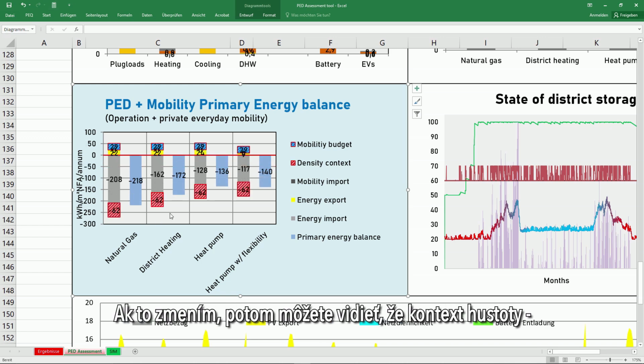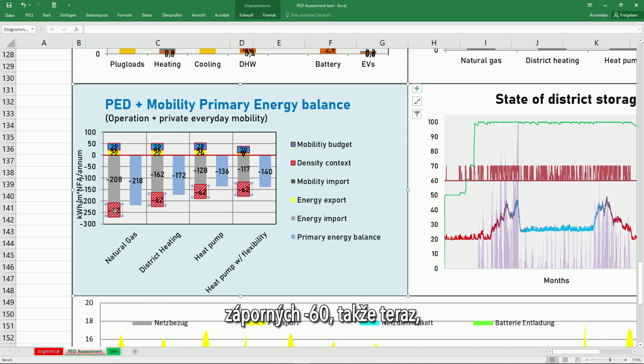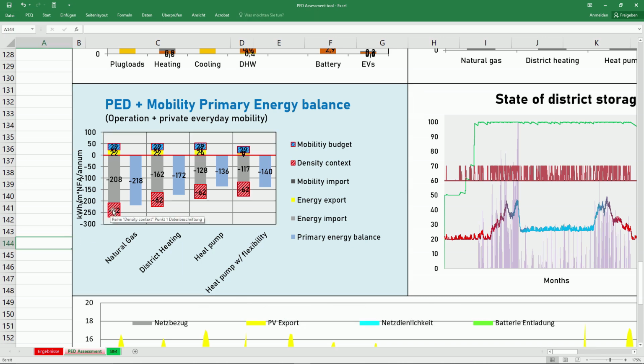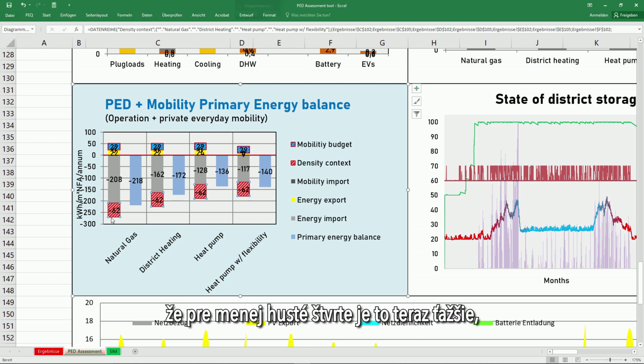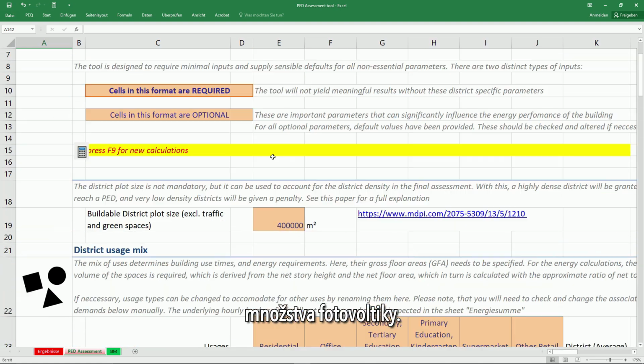So if I change this, then you can see that the density context, from being a positive energy balance factor from plus 40, drops down to a negative minus 60. So we actually need to produce even more electricity now that we have a district that has more space available. Now this means that it's more difficult for less dense districts because they also have more space available to use more photovoltaics, right? Let's switch this back to 400,000.